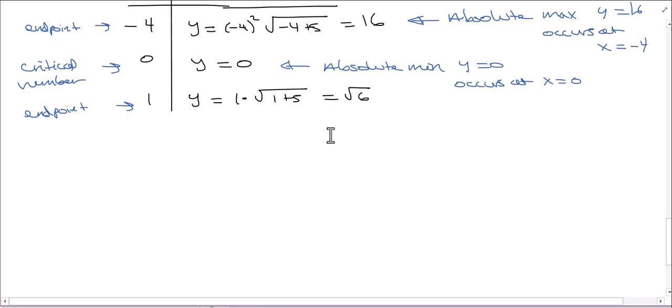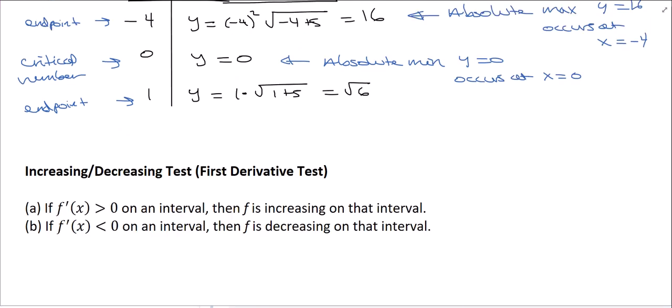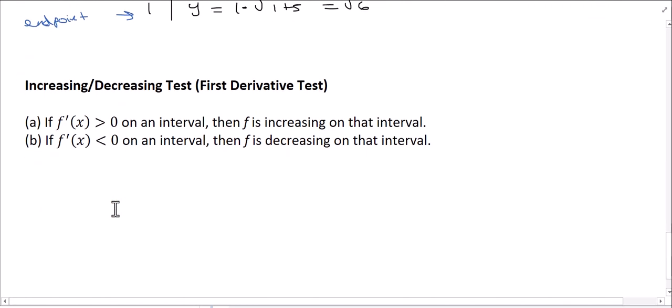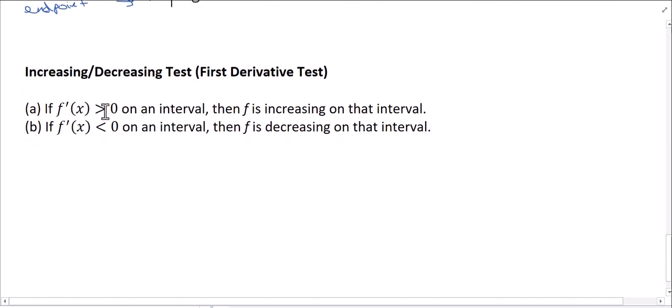the first derivative test. So our increasing decreasing test, which is also called the first derivative test, essentially says if the derivative is positive on an interval, then f is increasing on that interval. And if the derivative is negative on an interval, then f is decreasing on that interval.